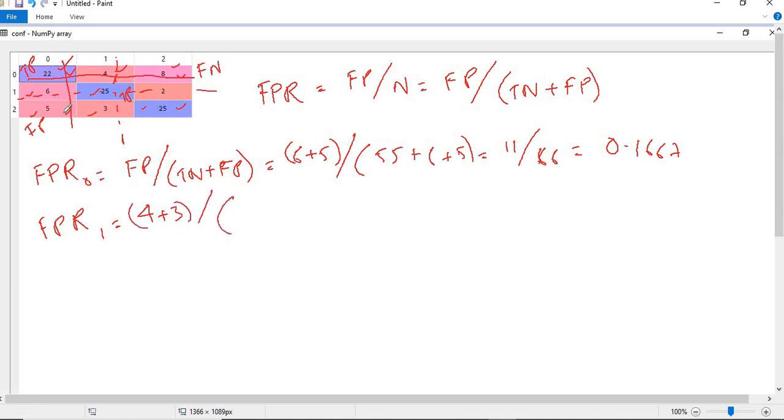4 plus 3 divided by true negative will be how much? 22 plus 8 plus 25 plus 5, that is my true negative. Now false positive is my 4 plus 3. So this will be equal to 7 by 30 plus 30, 67, right? 7 by 67, which is equal to 0.1044 something.